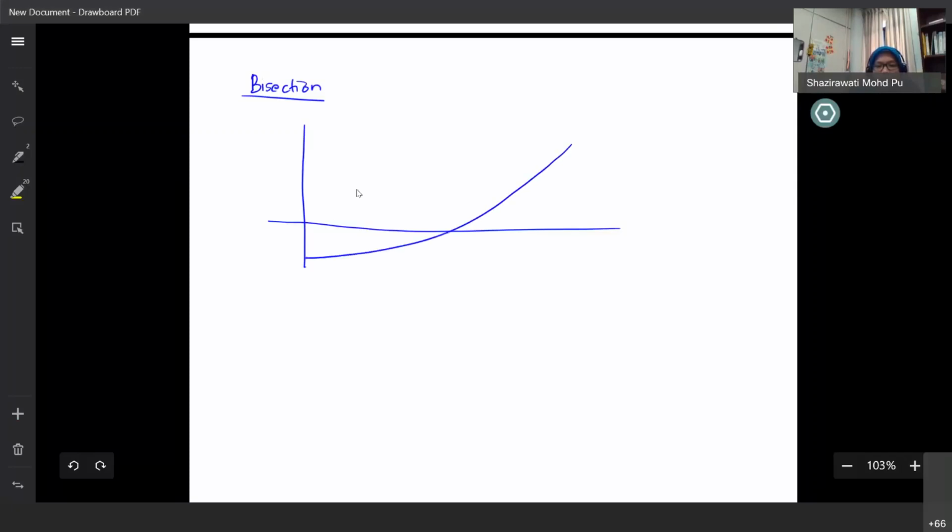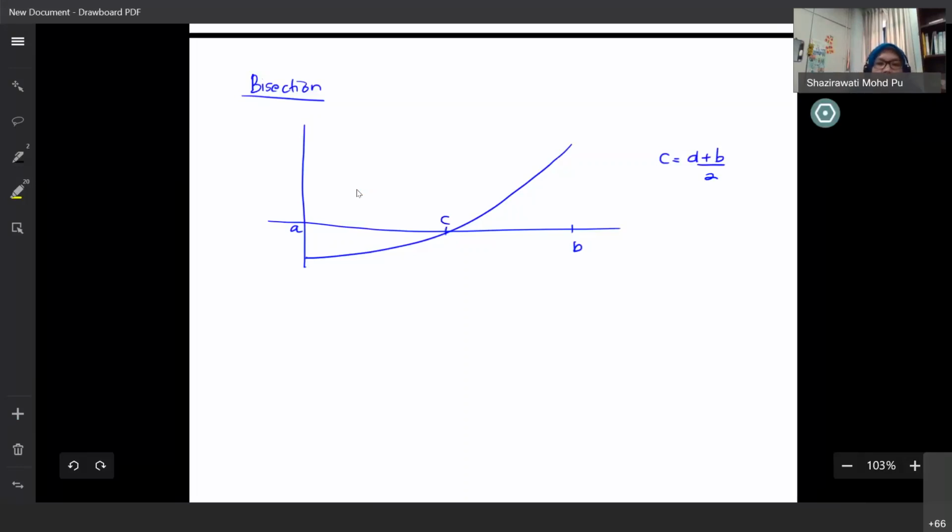Before this, in bisection, we have something like this. This is your A, for example, and this is your B, and the approximation is found by using the midpoint formula. So your C is just (A plus B) over 2. In the bisection you divide into 2, so it's somewhere here. Maybe for this type of graph, you already get your root the first time.